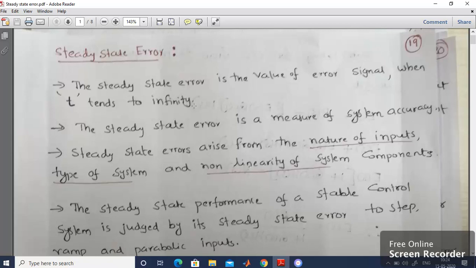Now what is the importance of steady state error? The steady state error is a measure of system accuracy. By checking the value of steady state error, we can predict the system accuracy. Similarly, steady state error arises from the nature of inputs, the type of system, and non-linearities of the system components. These are the main reasons for steady state error.